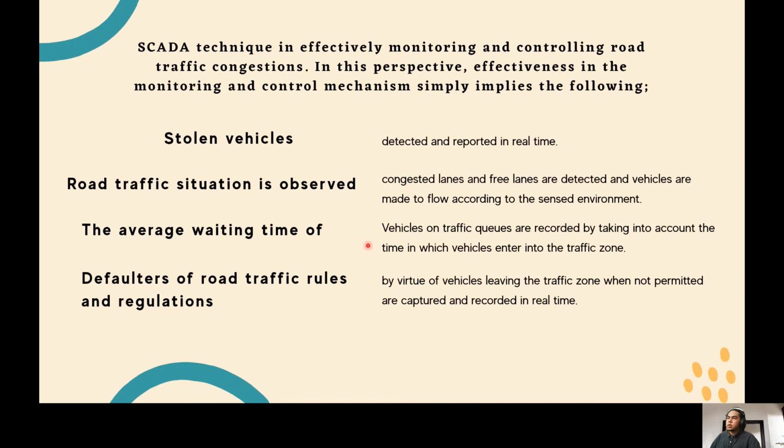The next one is that the average waiting time of vehicles in traffic queues is recorded by taking into account the time at which vehicles enter the traffic zone. The next one is that defaulters of road traffic rules and regulations, by virtue of vehicles leaving the traffic zone when not permitted, are captured and recorded in real time.